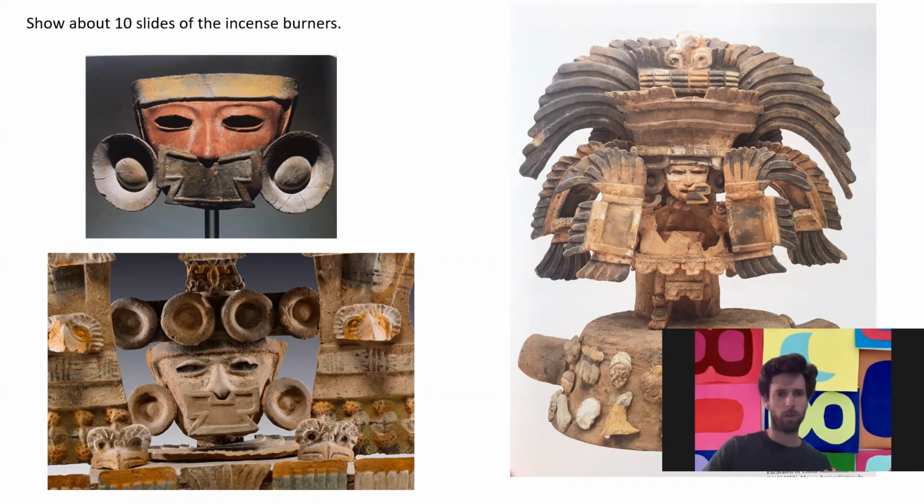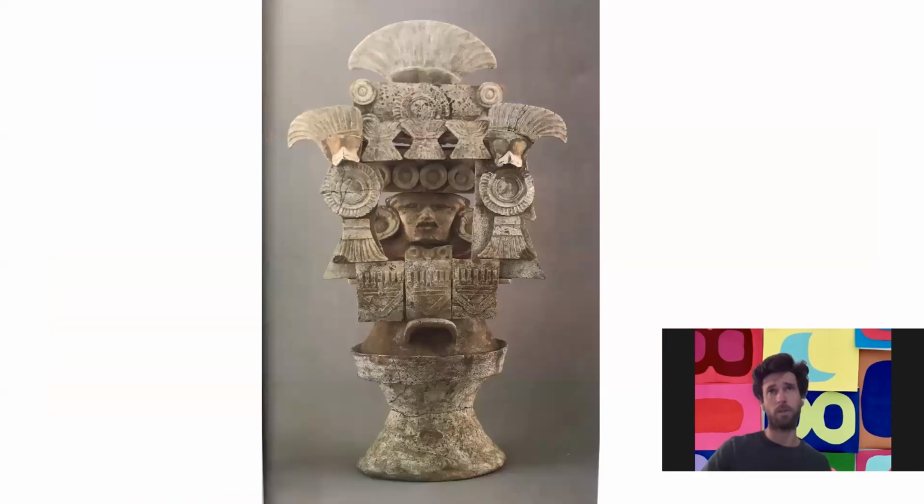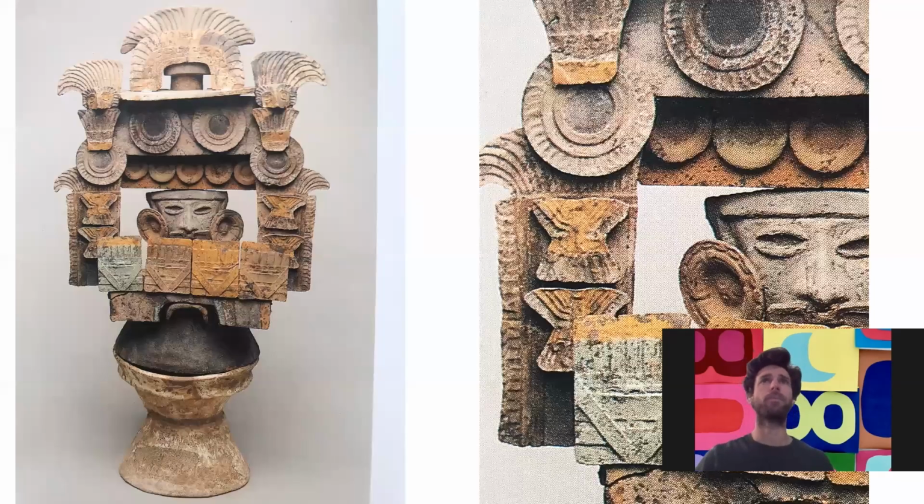I'll show two more pictures of these censers, these incense stacks. And then I will move on to talk about the flatbed picture plane. So here's one more image. So this is typical. The face is framed and kind of set back by this facade, by an architectural vibe of a facade of rearrangeable molded objects.